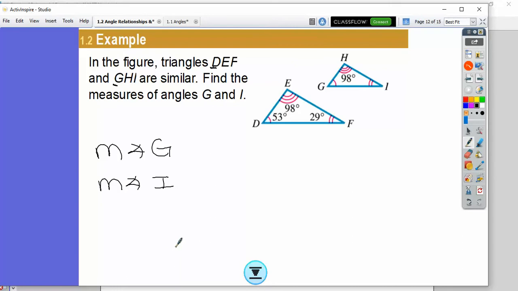So G is the same measure as which one? D, and I know D is 53 degrees, so the measure of angle G is 53 degrees. Measure of angle I would have to be the same as F, so 29 degrees. So just remember, on those similar triangles, angles are equal.